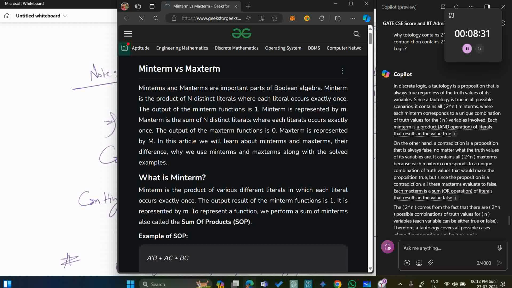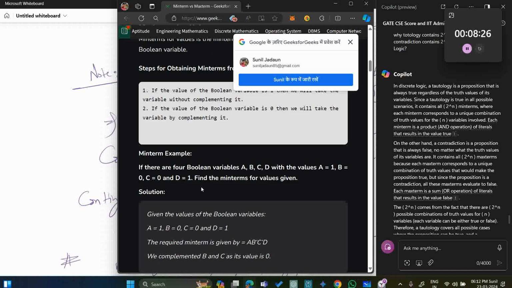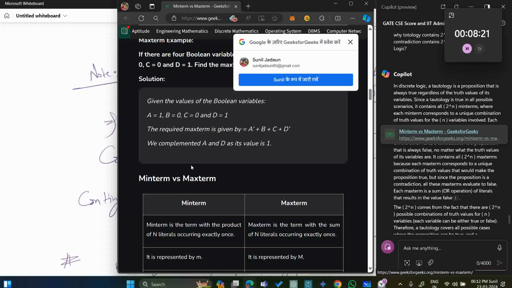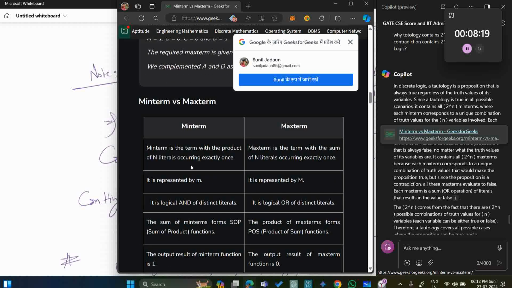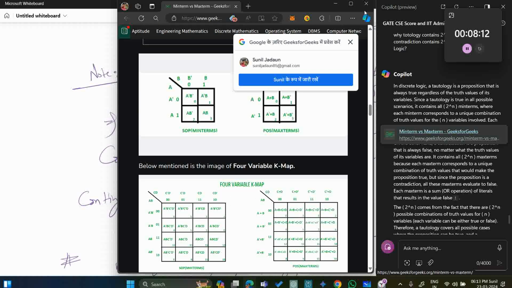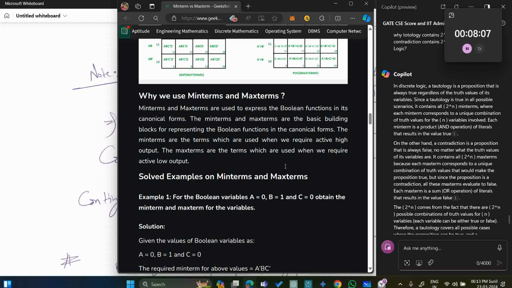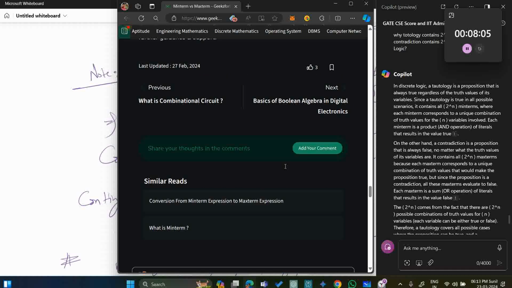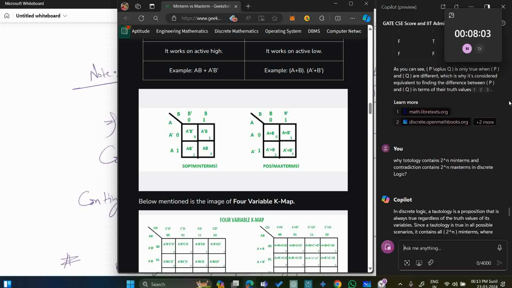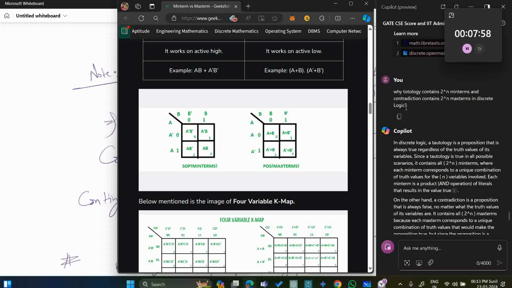Minterms are important parts of Boolean algebra. And what is a minterm? Now, I was not expecting this. A minterm is a product of literals where each variable appears exactly once. I am not satisfied with this now. Should I take the question elsewhere?